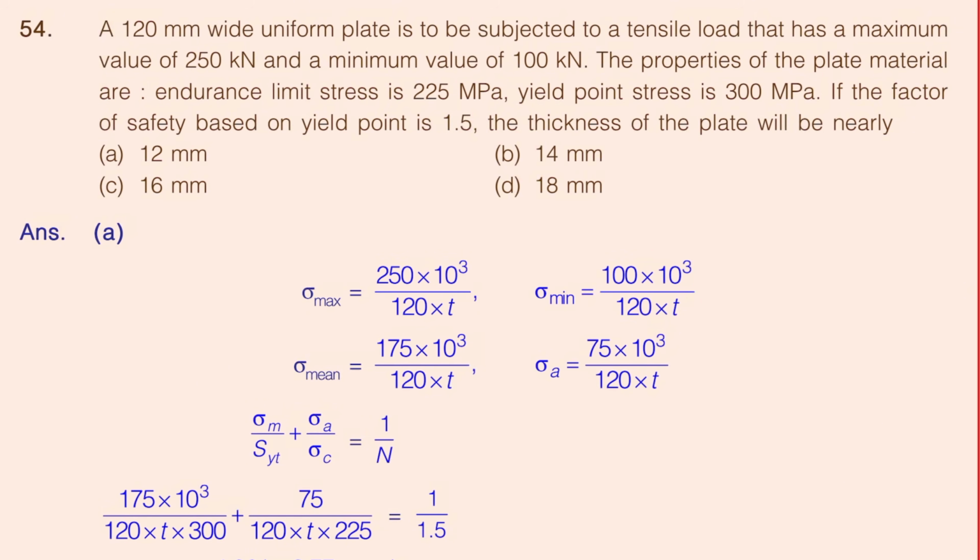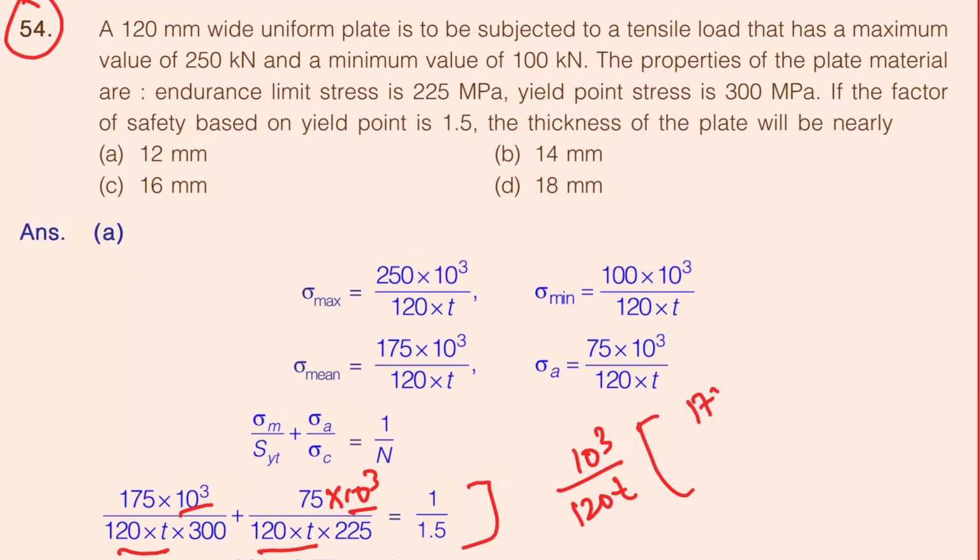The third example that we are going to solve is question number 54. Now assuming that you will get the equations correct, this is going to be our equation which we need to solve. There is a 10 raised to power 3 over here also. So taking 120t common from both these factors, I will get the equation as 10 raised to power 3 divided by 120 into t multiplied by 175 divided by 300 plus 75 divided by 225, is equal to 1 upon 1.5.